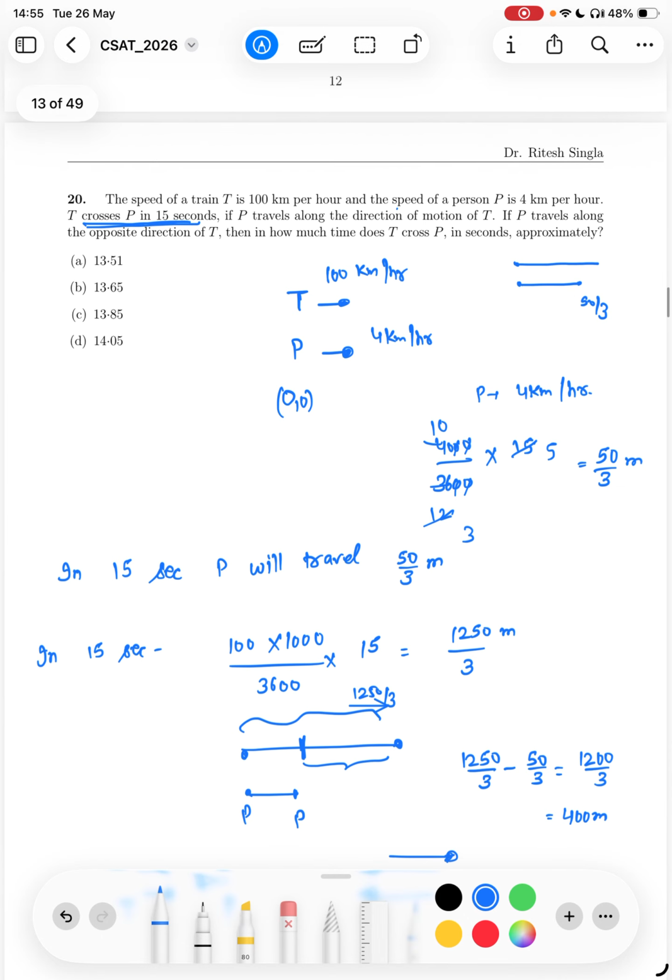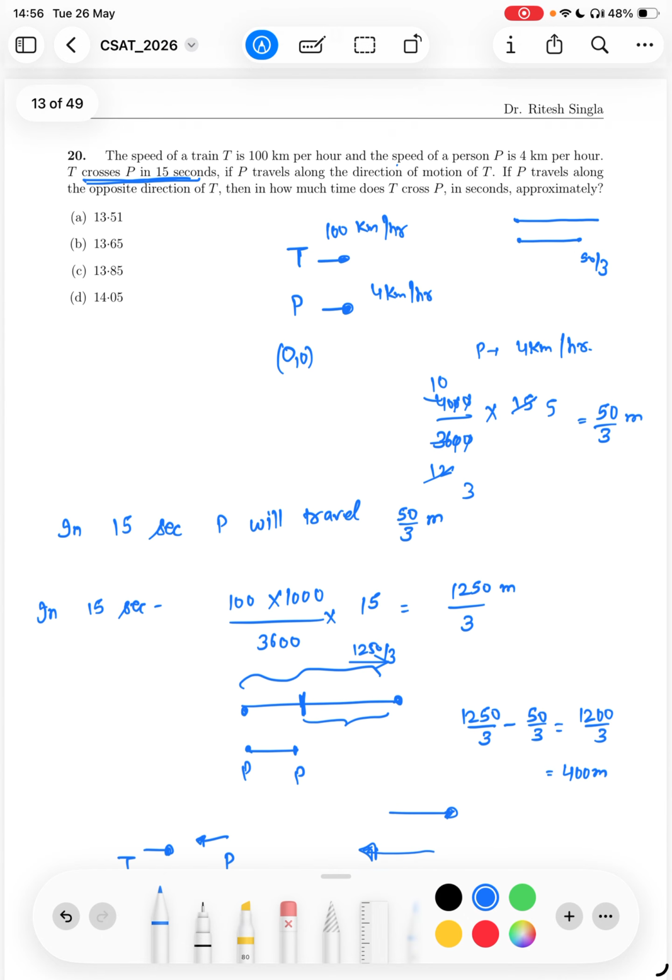But at least you might have understood the problem. I'm not saying this is one of the easiest questions, but when you practice this train speed and distance concept, it becomes a bit easier. So what they are saying is the person and the train start at an initial point, say the origin. When they travel in the same direction, it takes 15 seconds for the train to pass the person. So when we say it takes 15 seconds for the train to pass the person, it means that the train has completely passed.